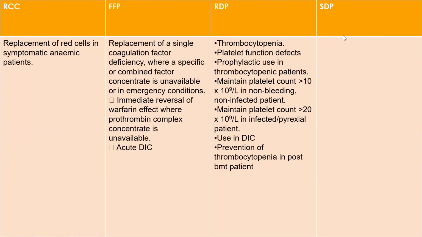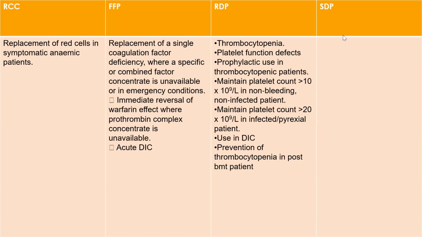These are the indications of blood components. RCC is for replacement of red blood cells in symptomatic anemic patients, and also in hemorrhagic patients with severe loss of blood. FFPs are indicated in the replacement of single coagulation factor deficiency, also in emergency conditions, for immediate reversal of warfarin effect, and also in acute DIC.